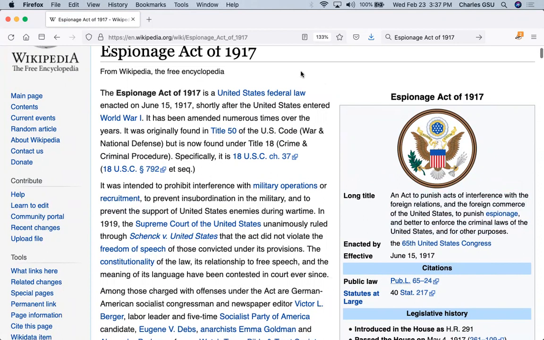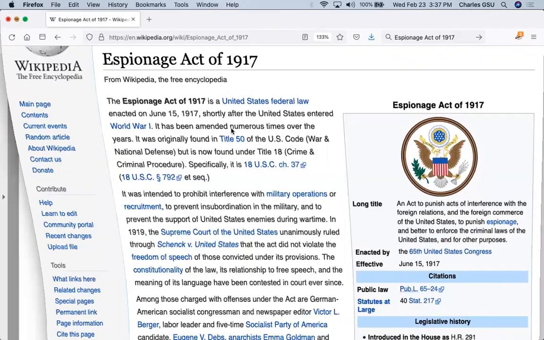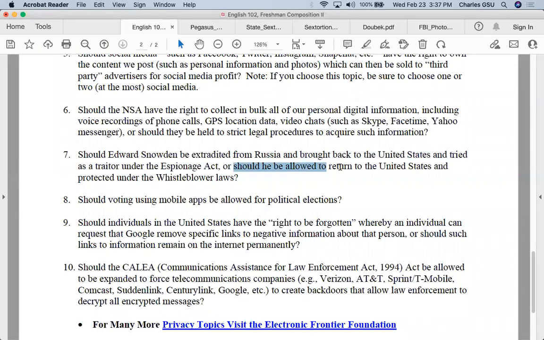So it hasn't been used very often, but people in the federal government want to bring Snowden back to the US and try him under the Espionage Act for selling, not selling, but giving, copying secret, confidential, top secret information of the federal government, the NSA, and giving it to journalists to say, hey, look, America, here's what your government is doing to you. Or should he be allowed to be returned to the United States and protected under the whistleblower laws?